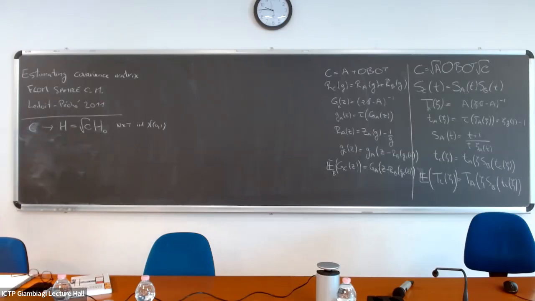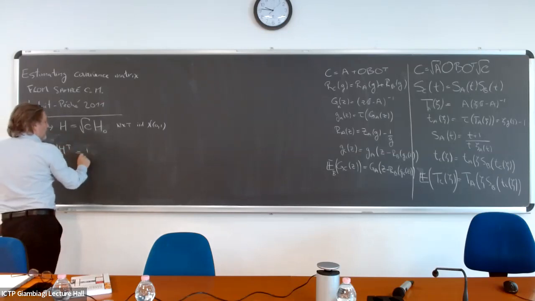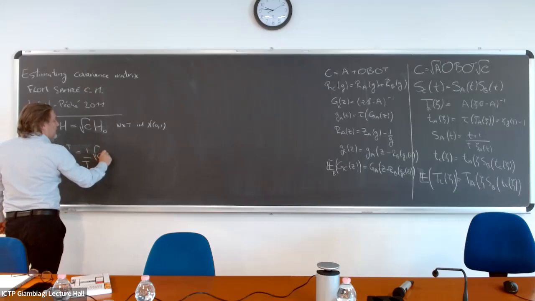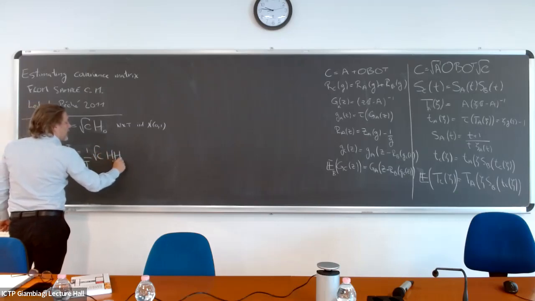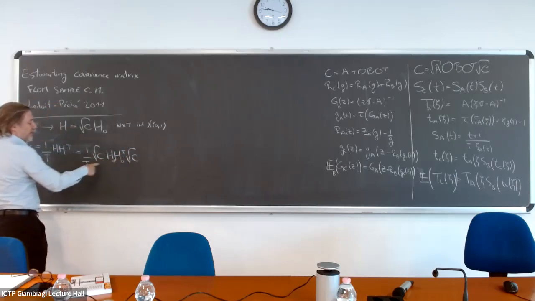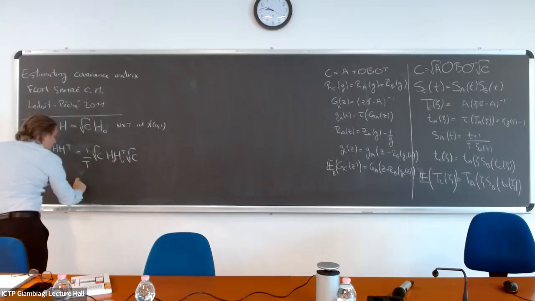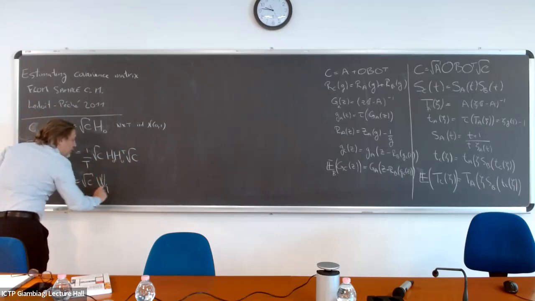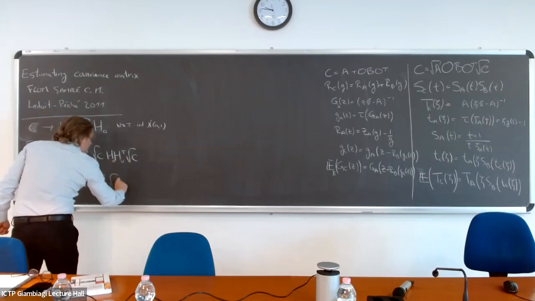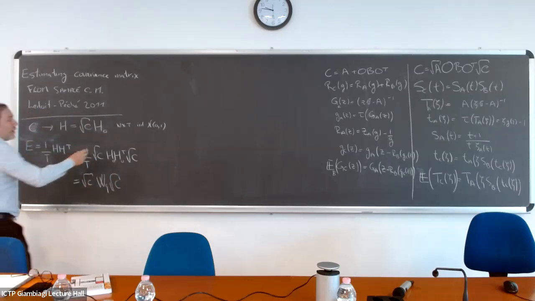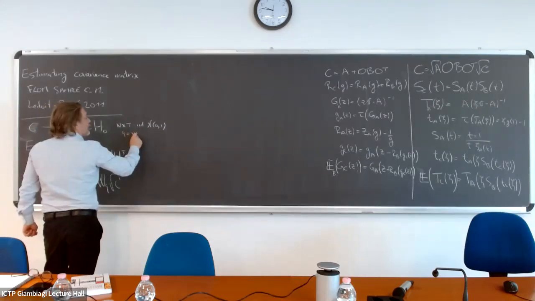Okay, so the direct problem, and then I measure a sample covariance matrix as 1 over T H H transpose, which can be modeled as 1 over T square root of C H0 H0 transpose square root of C. Okay. And this combination H0 H0 transpose over T is a white Wishart. So I can really write this as square root of C Wishart. And I put a Q here because a Wishart depends on a parameter Q. And Q is just the ratio of N over T.